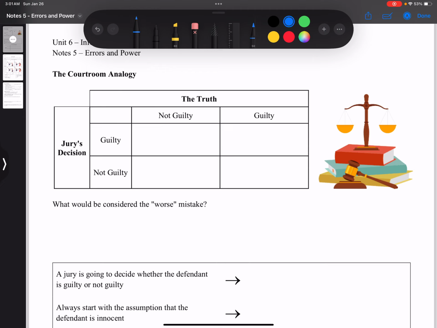Okay, so what happens if the jury comes back with a guilty verdict, but in reality, the person was not guilty? Well, an innocent person goes to jail. What if the jury says guilty, and in reality, they were guilty? Well, that would be a correct decision. And same thing, if the jury decides not guilty and the actual truth was not guilty, that's another correct decision.